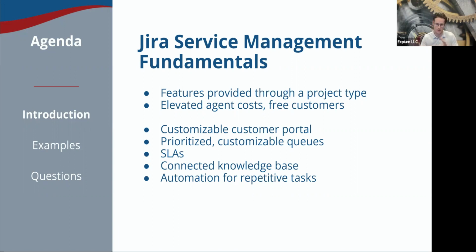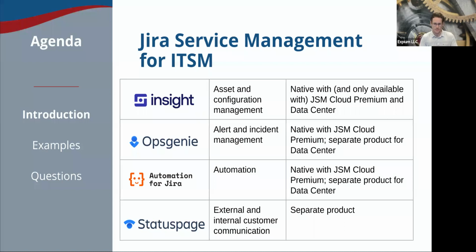And today we're going to take all those things one step further into an ITSM process. We're going to be talking about four main products: Insight, which is that asset and configuration management database. This is going to be available with your JSM Cloud Premium tier or as a product on Data Center, and I think also with JSM Cloud Enterprise.